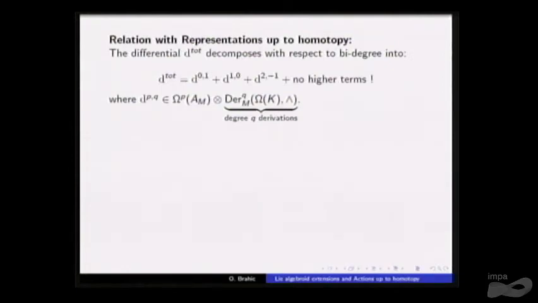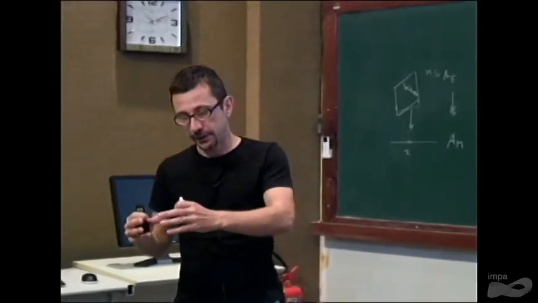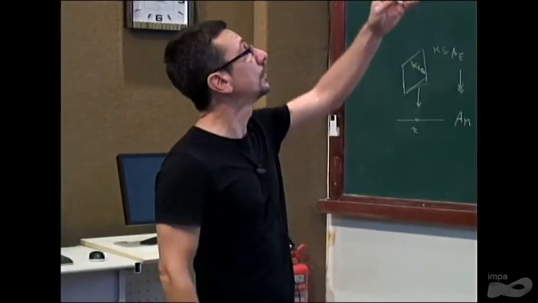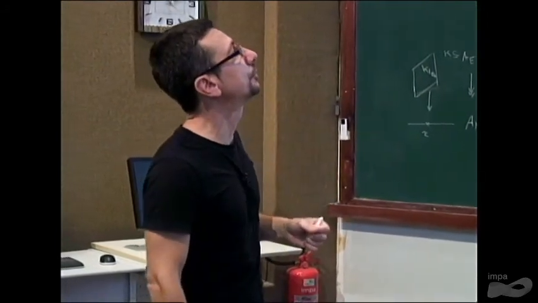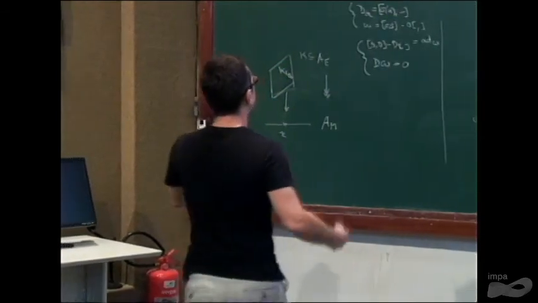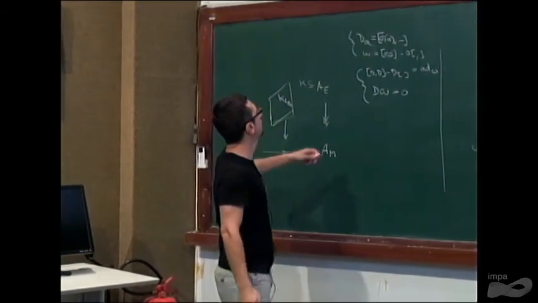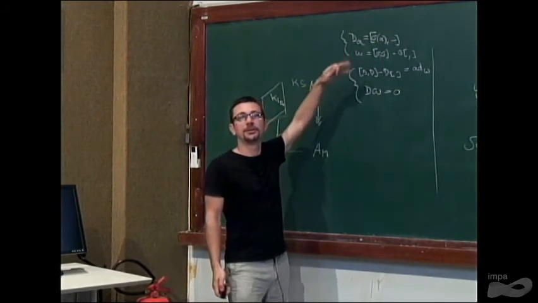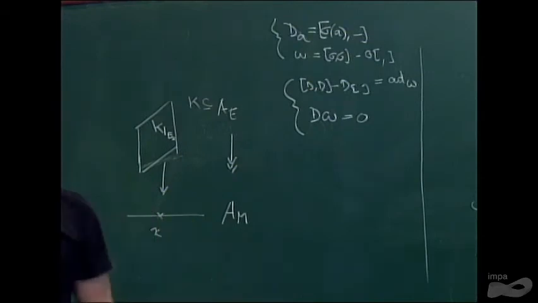Okay. So what I did is just translate extensions in terms of DGAs. Okay, and it is related with representations up to homotopy, but it's just this process. Now let's go a little bit into the details. How does it relate with this covariant derivative and this omega and all these things?